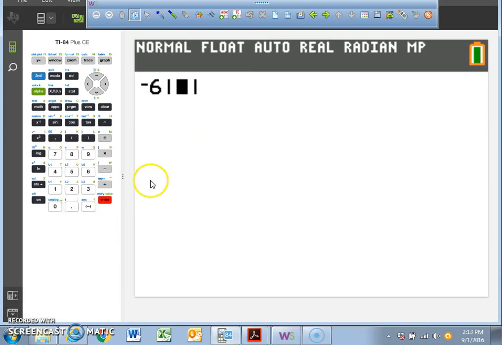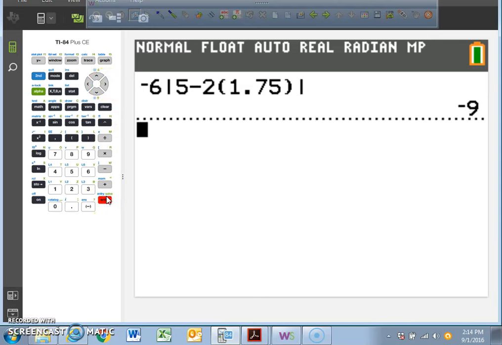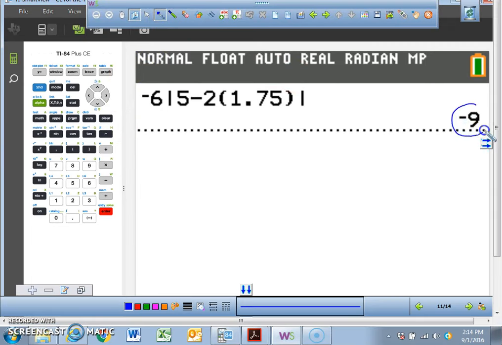So we're going to type in a 5 minus 2. I'm going to open up a parentheses. I'm going to type in one of my answers, which is not 1.57. It's supposed to be 1.75. Close parentheses, right arrow, and I'm going to press enter, cross my fingers. Voila, there it is, a negative 9. So you can see one of our answers definitely works, 1.75.